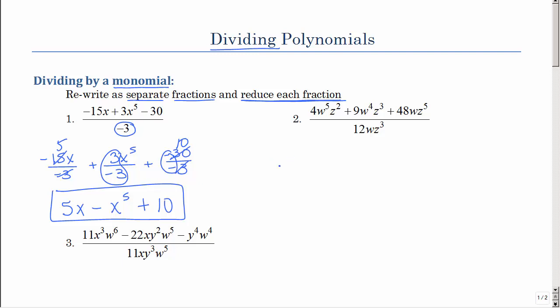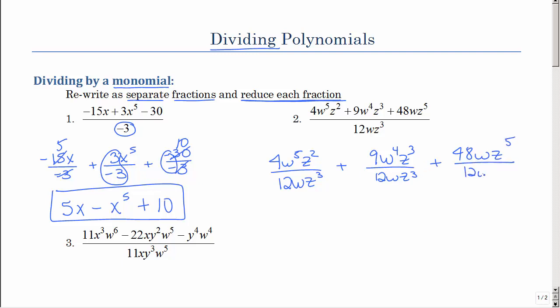Let's look at the next one. So again, we would separate those. I know that does take some time, but it's certainly worth it. Right now we're going to reduce each fraction. So 4 goes into 12 3 times, and 4 goes into 4 1 time. So this first fraction we have 1/3.